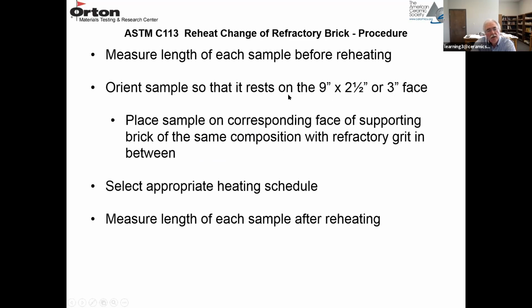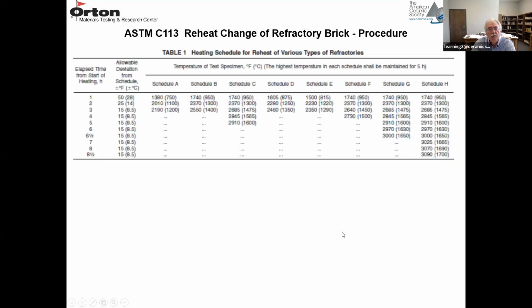But when you put a reheat sample on top of a material of the same composition, they should both shrink uniformly. You don't want to put a reheat material on something that expands at a different rate or contracts at a different rate because it might affect the length measurement on that side of the sample. It might restrict or constrain the expansion, or might cause it to expand more. So for each material, you select the appropriate heating schedule for that type of refractory, and you do the reheatings, and then you measure the sample length after.